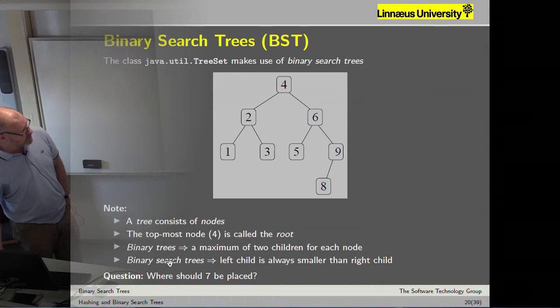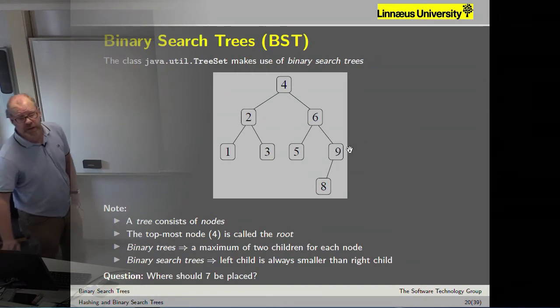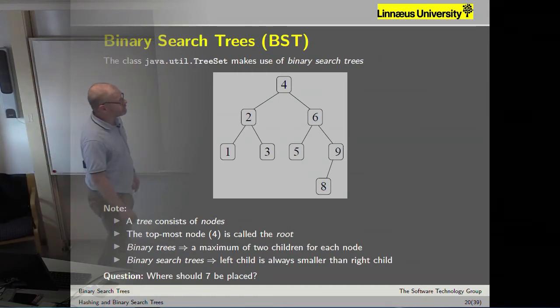Binary search tree means that they are ordered in some way. The left child is always smaller than the right child. So if you take a look here, the left child is always smaller than the parent, and the right child is larger than this one.